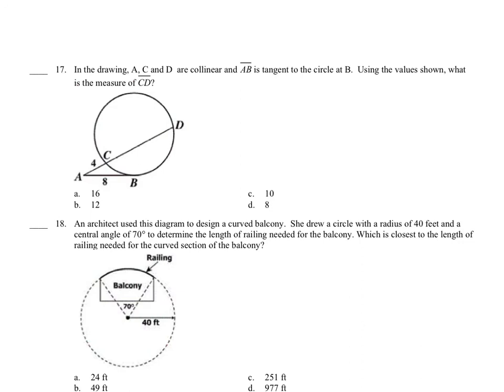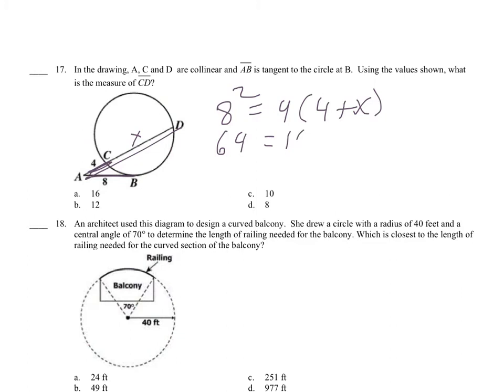Okay, so here we have a drawing of a tangent and a secant. Use the values shown. What's the measure of CD? That's our unknown. Remember, we take the tangent and square it. So 8 squared is equal to the exterior segment, 4, times the entire segment, which would be 4 plus x.